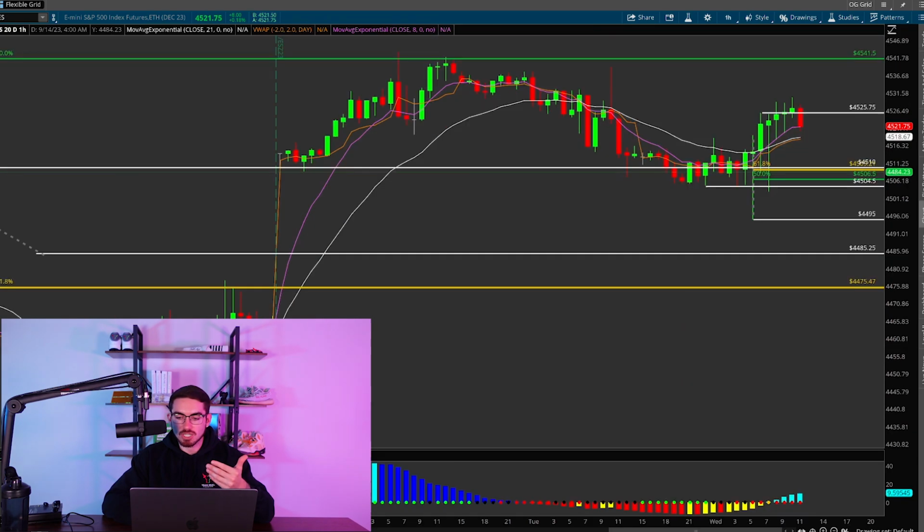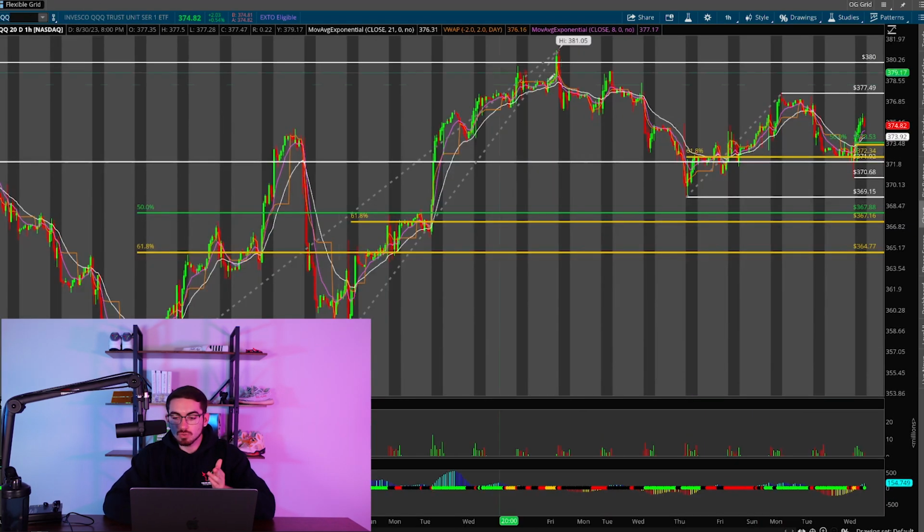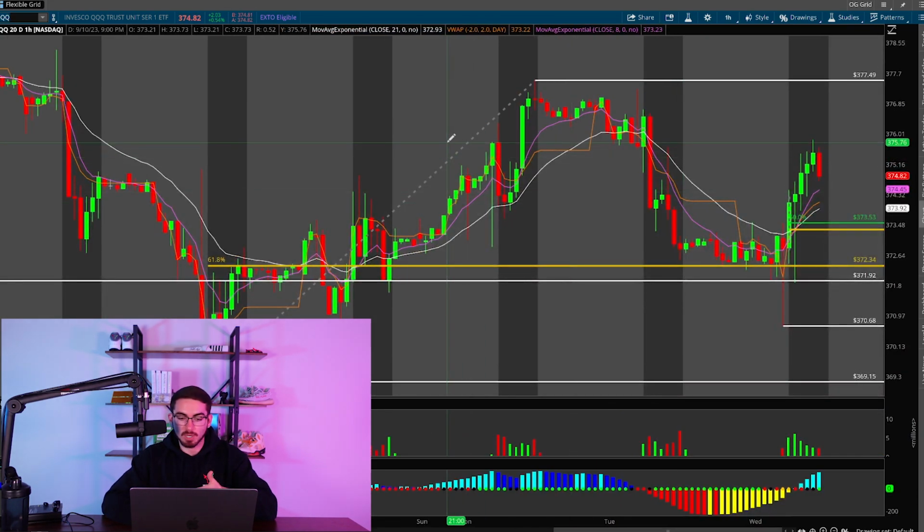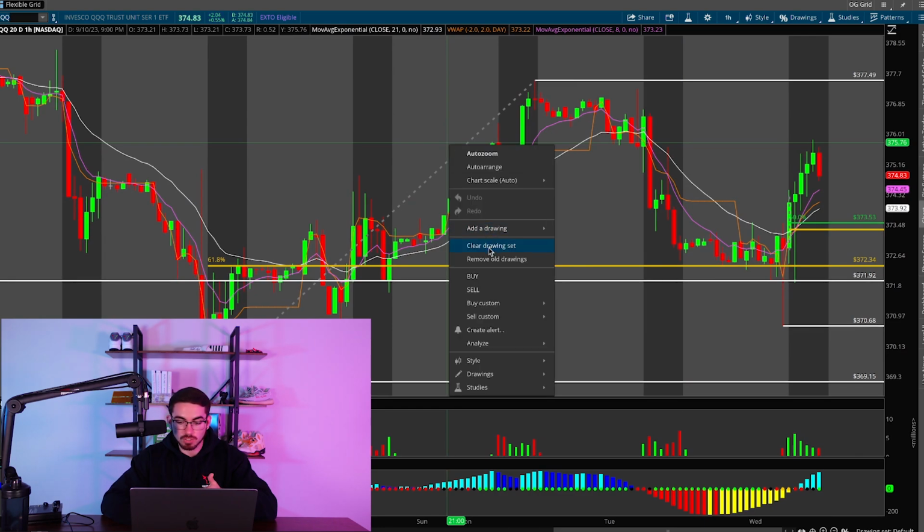Now, the common question I get asked about the Fibonacci retracements all the time is, how do I know what time frame I can use these Fibonacci retracements on? You can use these retracements on so many different time frames. One level that I told everybody to watch yesterday was actually on QQQ.